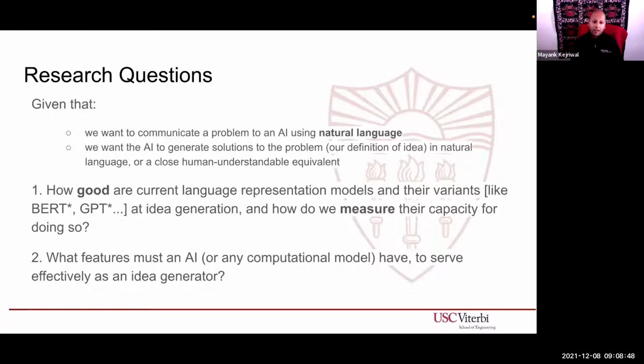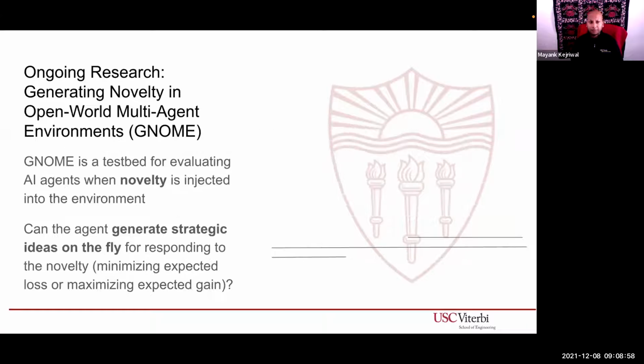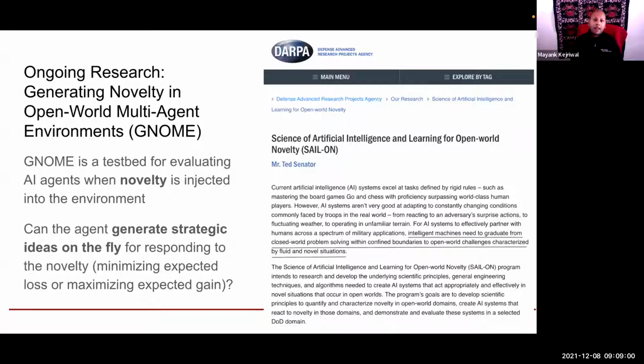And the second one that I'll briefly cover in a couple of slides is what features must an AI in general, not just a language model, have to serve effectively as an idea generator. Next slide. To answer this second question, there's this DARPA program that we have been working on for 2 years now, and with 2 more years hopefully left to go.